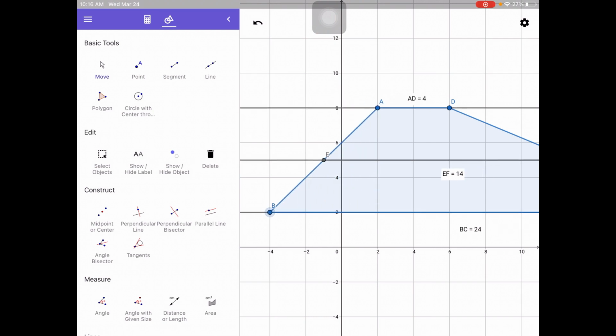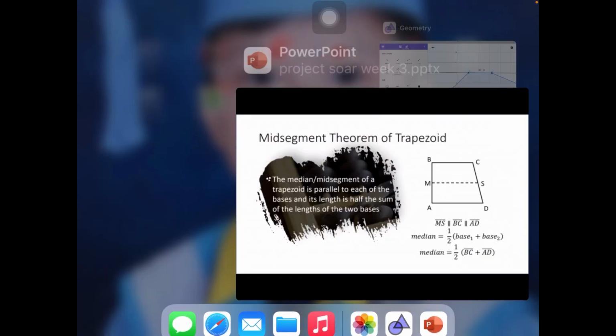Yan po yung trapezoid natin. Ganyan po. Di ba po? 24 plus 4 is 28. 28 divided by 2 is 14. Kahit ilagay po natin yan dito or ilagay natin sa gitna. Ganyan. Yan. Di ba po? Ganun pa din po. I-add lang. Median is 1/2 the sum of two bases. And po. Ayan po yung illustration ng ating theorem sa segment of a trapezoid.